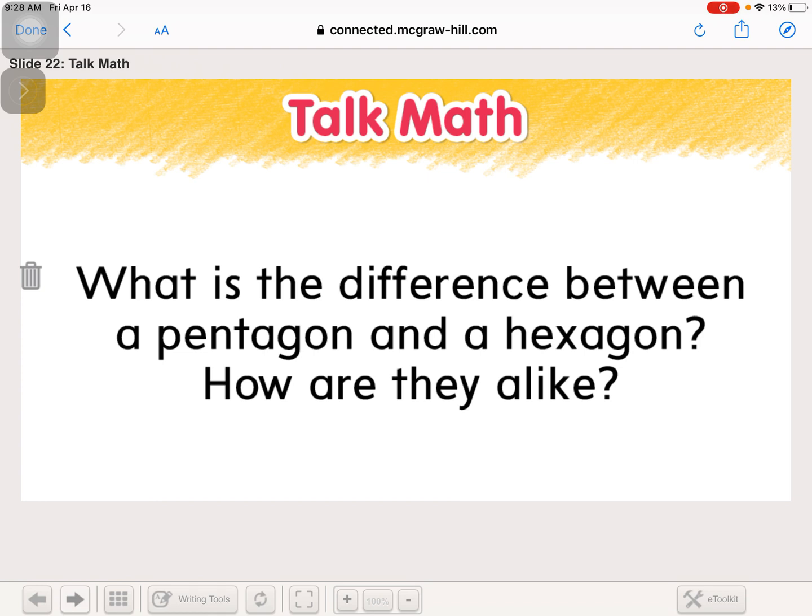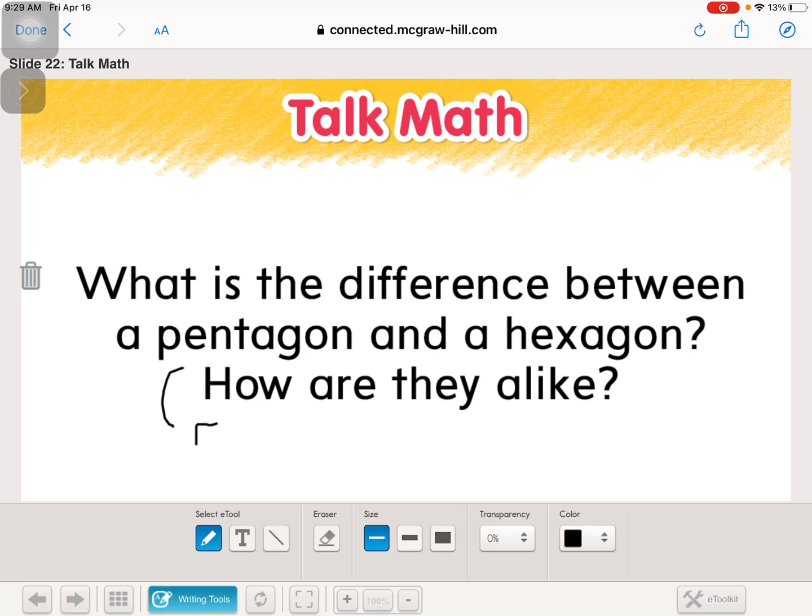So what's the difference between a pentagon and a hexagon? Both are two-dimensional shapes, so that's how they are alike. And how they are different is that a pentagon has 5 sides and a hexagon has 6 sides. So you are going to now go in and complete your independent practice and problem solving on pages 741 and 742. Upload pictures of those to schoolwork when you finish.